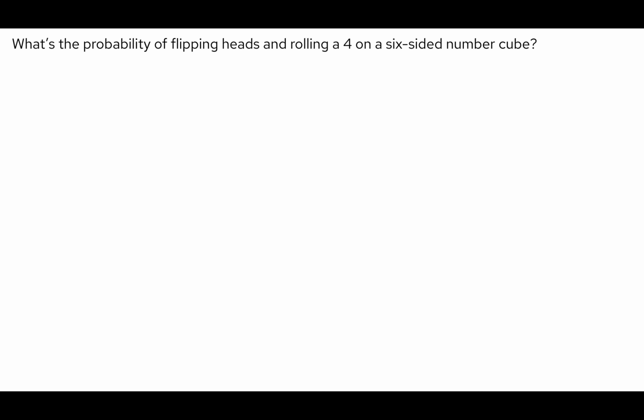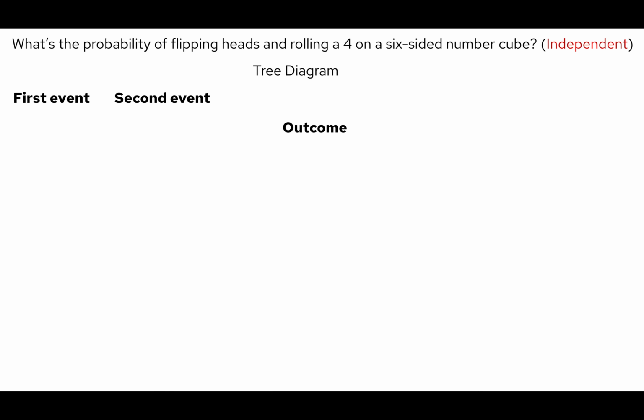So what's the probability of flipping heads and rolling a 4 on a 6-sided number cube? Well, we know that that's independent, because the flipping of the coin is not going to affect what I roll on my number cube. So to figure it out, we could do something called a tree diagram, which is going to have these branches. We're going to have our first event, which is the flipping of the coin, then our second event, which is the number cube. We'll figure out the outcomes, and then we'll calculate the probability.